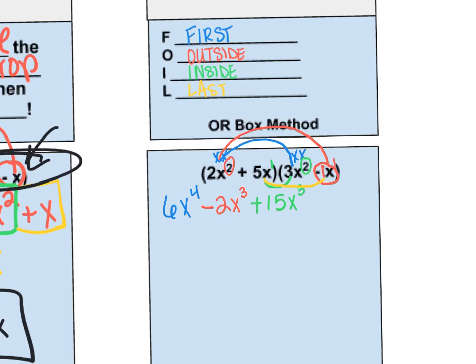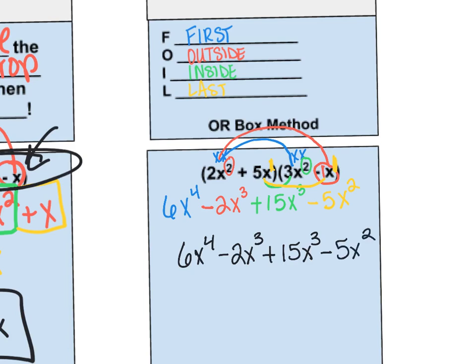So I have 5x times negative 1x. So 5 times negative 1 is negative 5. I'm talking about the variable x, and I have 1 here and 1 here, so I have 2 total. So let me just write this out. So I have 6x to the 4th minus 2x cubed plus 15x cubed minus 5x squared.